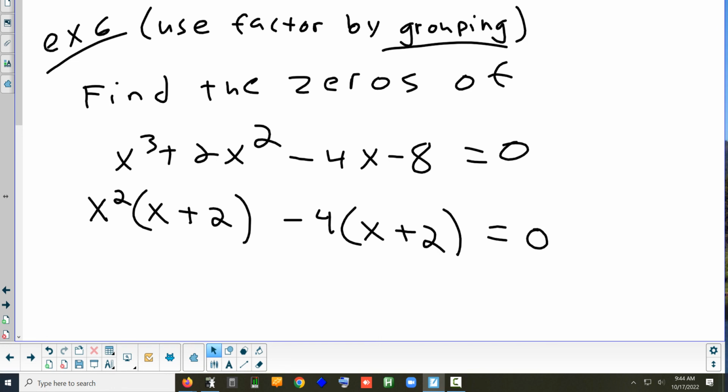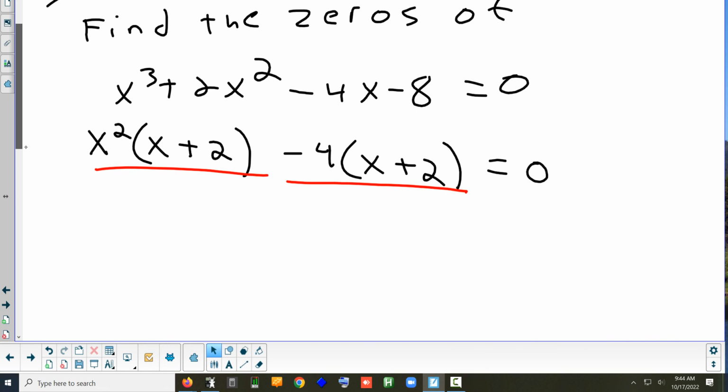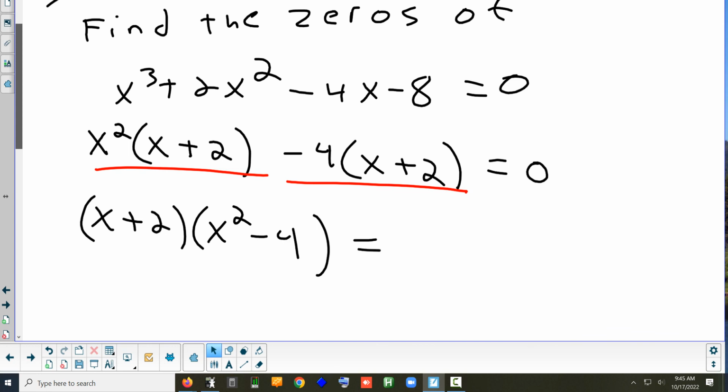So now we ended up with the same thing in this term and that term. There's 2 terms here now. Terms are separated by this minus sign. Both of those terms have an x plus 2 in them. So now take the x plus 2 out of both of them. If we take x plus 2 out of the first one, what do you have left? Yeah? X squared minus 4. Yep. So x squared. And if you take x plus 2 out of the second one, you're left with minus 4.